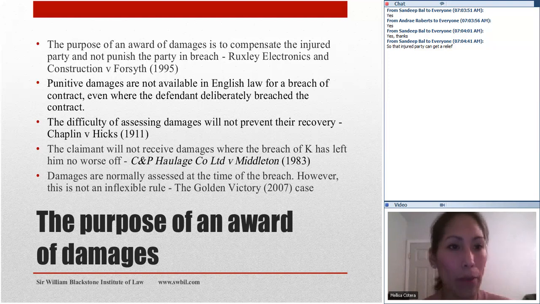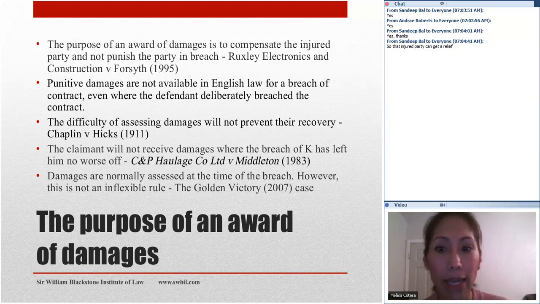So the purpose of an award of damages is not to punish the party in breach, but to compensate the injured party. Punitive damages are not available in English law for a breach of contract, even if the defendant had deliberately breached the contract. Also, the difficulty of assessing damages will not prevent the recovery. This is illustrated in the case Chaplin versus Hicks.